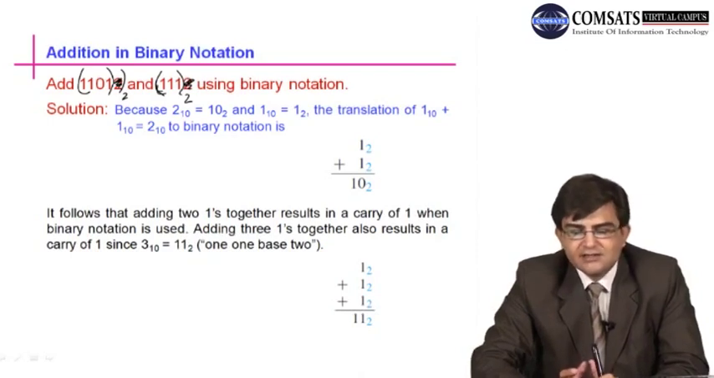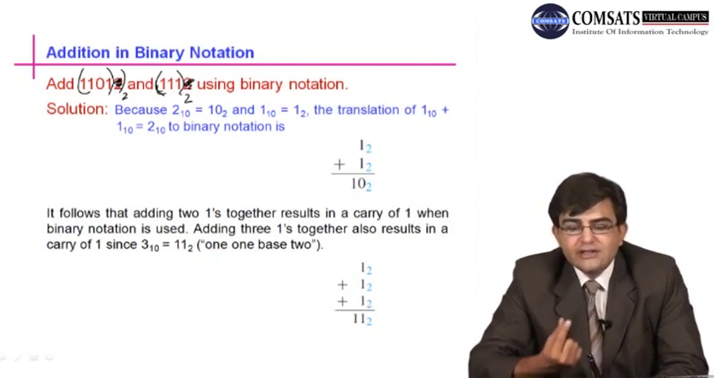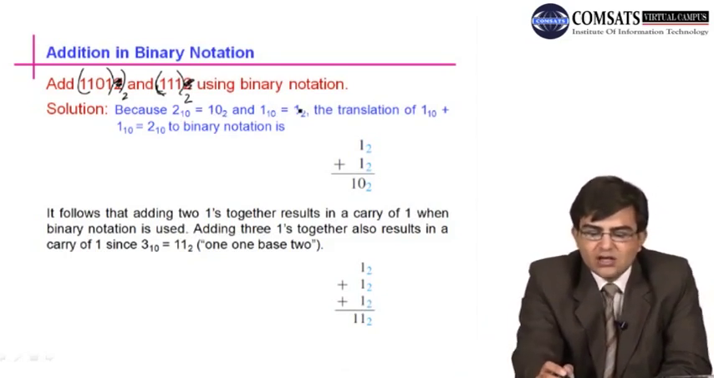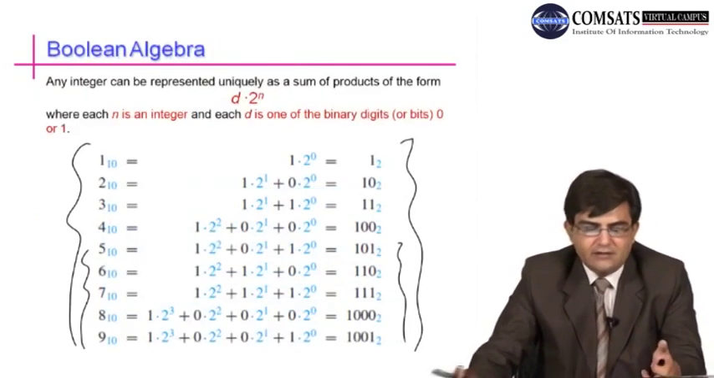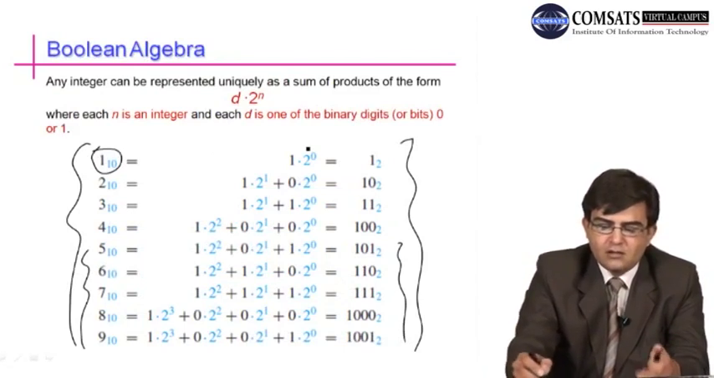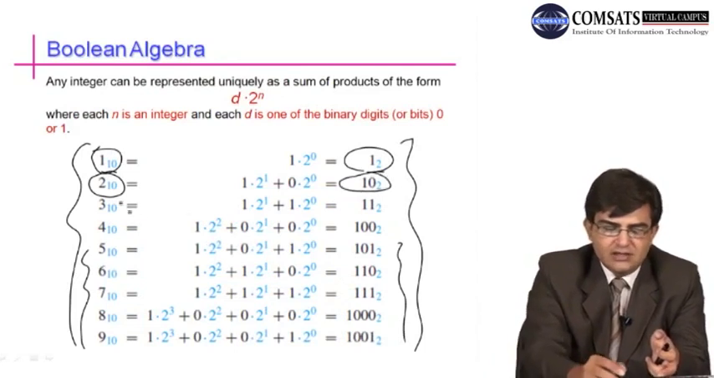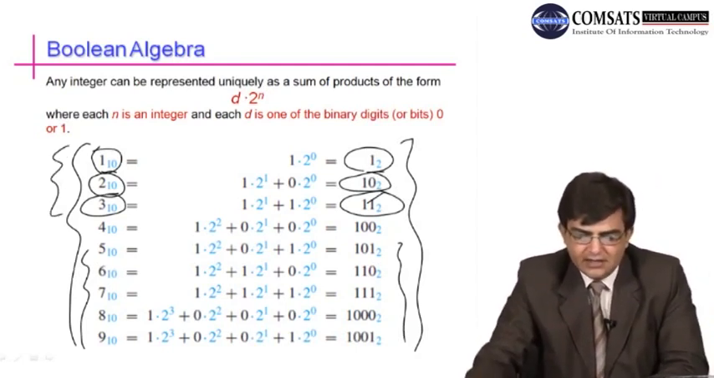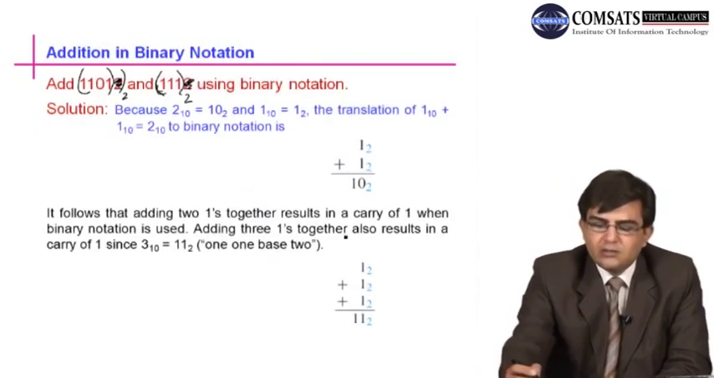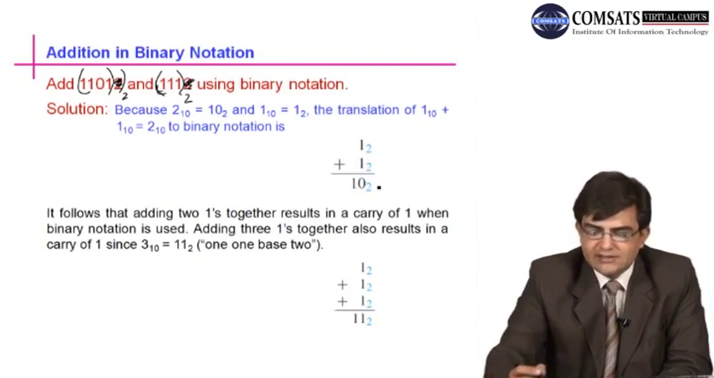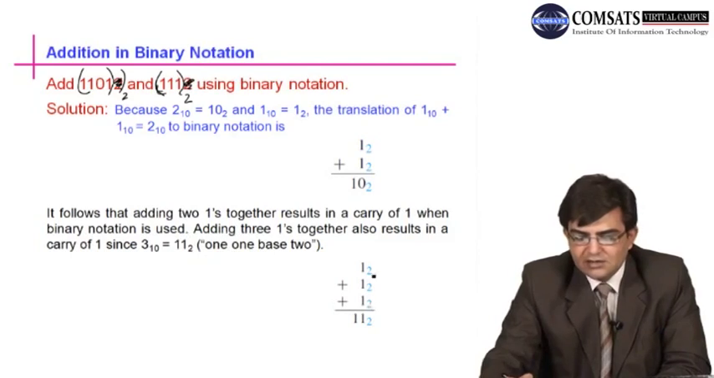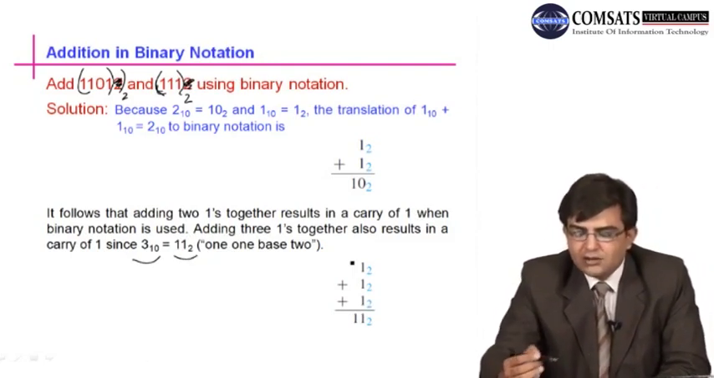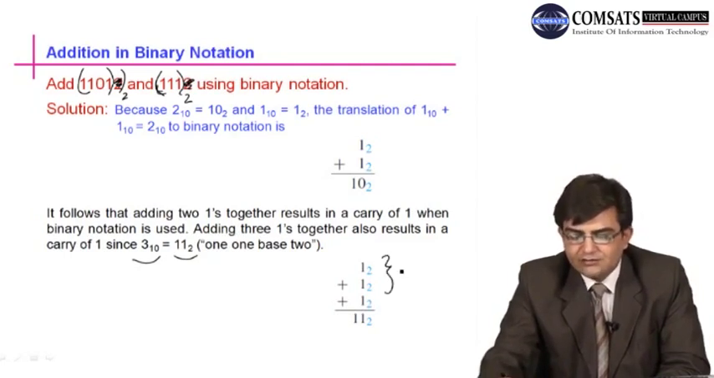We have to add these numbers, but first we see how to add only two digits in binary notation. As we have discussed here, 1 base 10 is 1, 2 base 10 is 10, 3 base 10 is 11 base 2. So if you remember these three numbers, that will be enough in binary addition. So 1 base 2 plus 1 base 2 is basically 10 base 2, and similarly 1 base 2 plus 1 base 2 plus 1 base 2 is 11 base 2, as 3 base 10 is equivalent to 11 base 2.